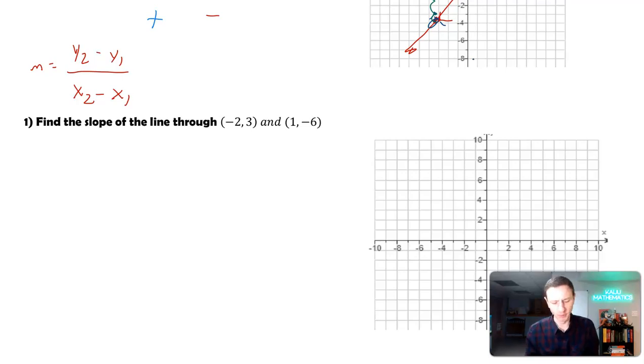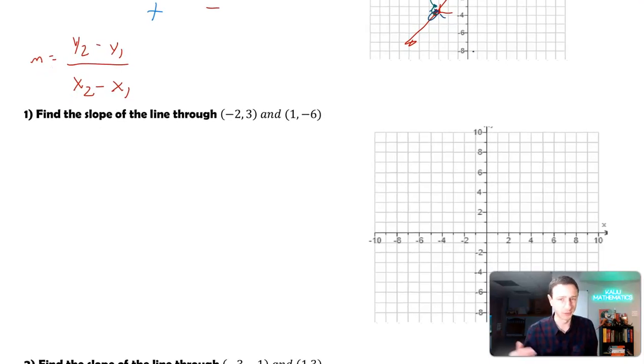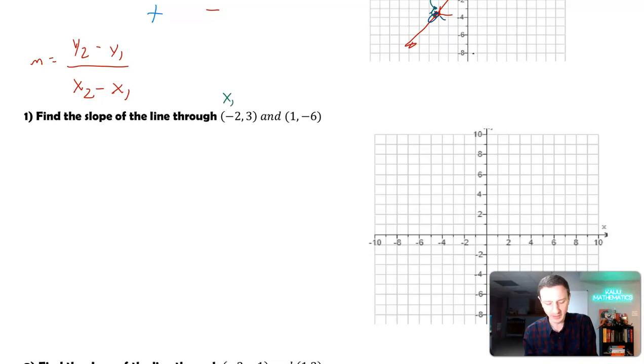I want to stick with the slope formula though, because that's going to be more useful in applications and different scenarios that we'll see. So let's use the slope formula. I want to find the slope between these 2 points. This is my x1, this is my y1, this is my x2, and this is my y2.